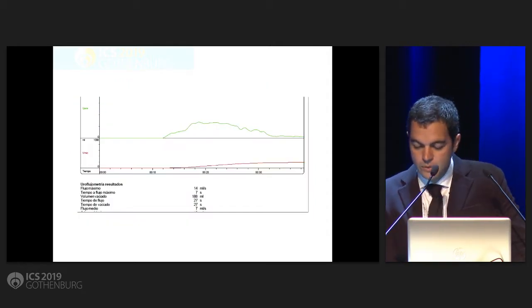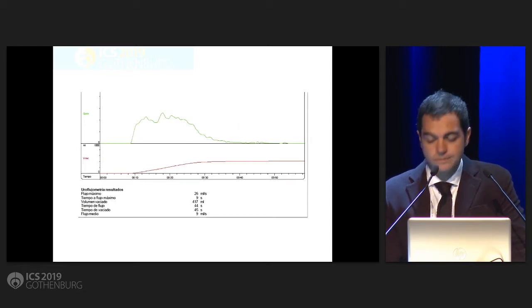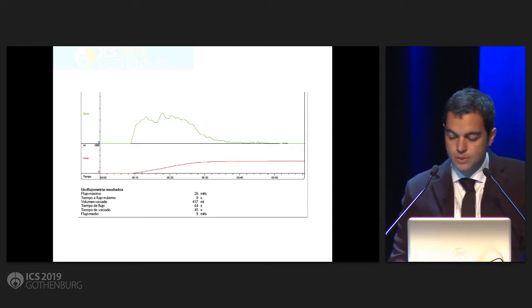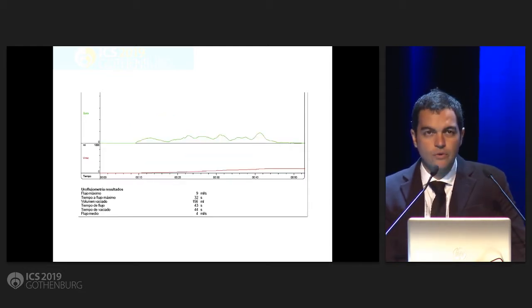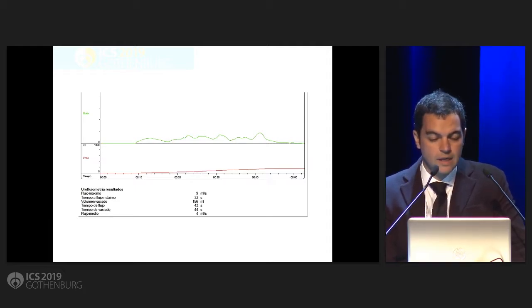And now let's check with the uroflowmetry patterns. For the first one, we have a Qmax value of 14 milliliters per second. For the second one, the strongest one, we have a Qmax value of 26 milliliters per second. And for the third one, the weakest, we have a Qmax value of 9 milliliters per second.